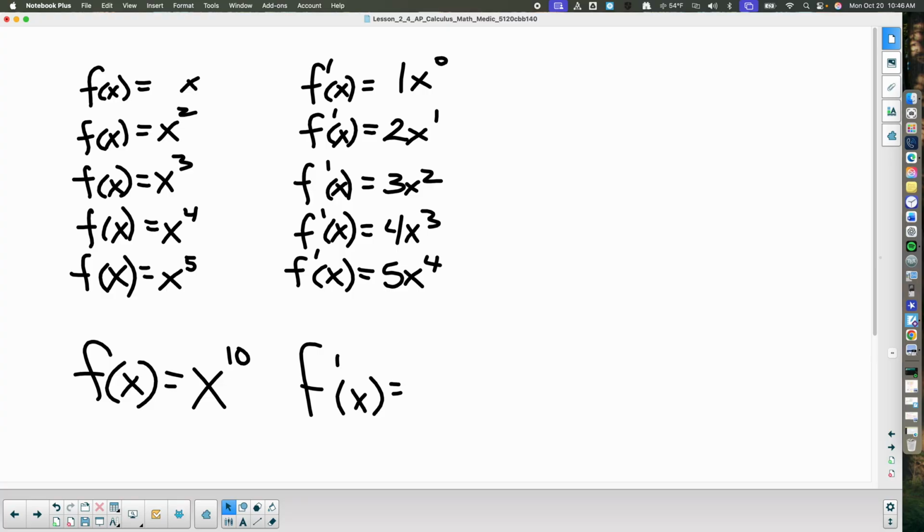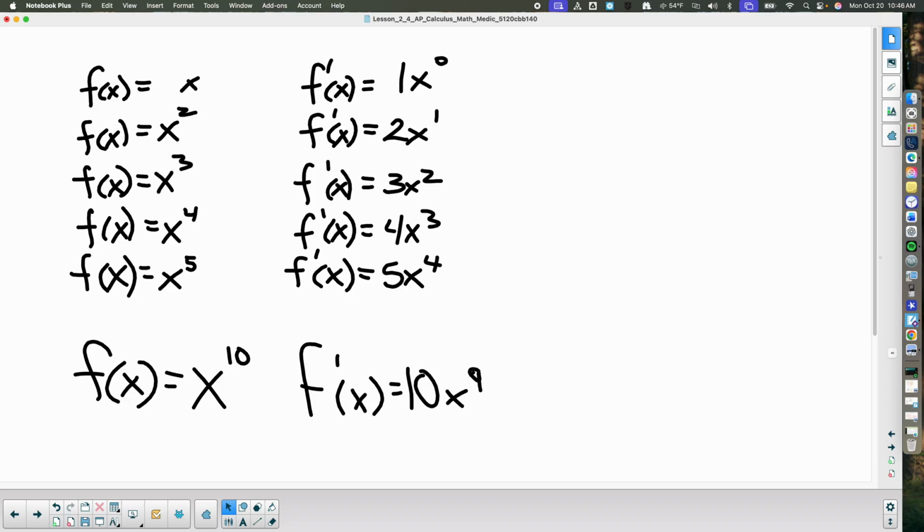Would you go with 10th powered? Its derivative. What's going to be the number in the front? 10, okay. What's going to be the power? 9, perfect.